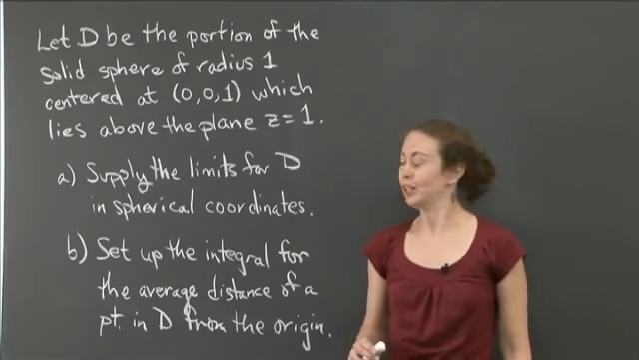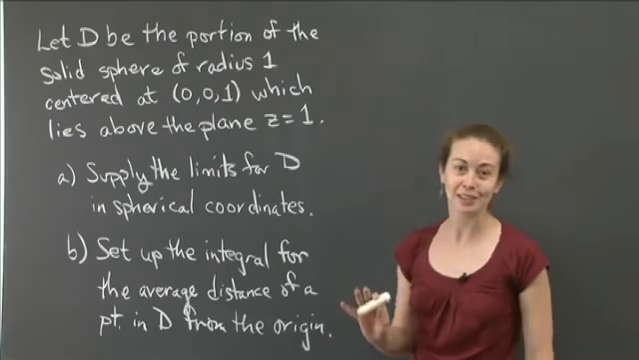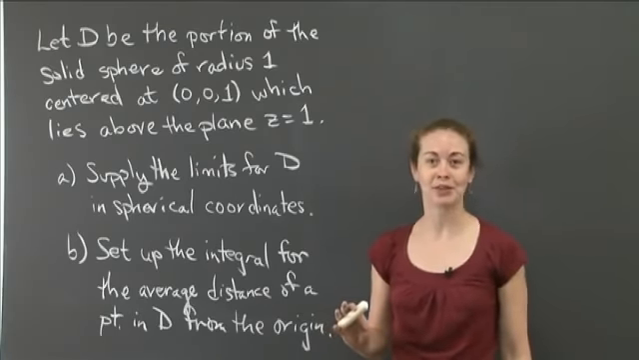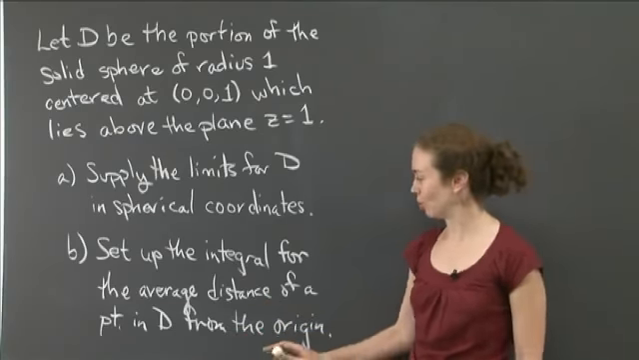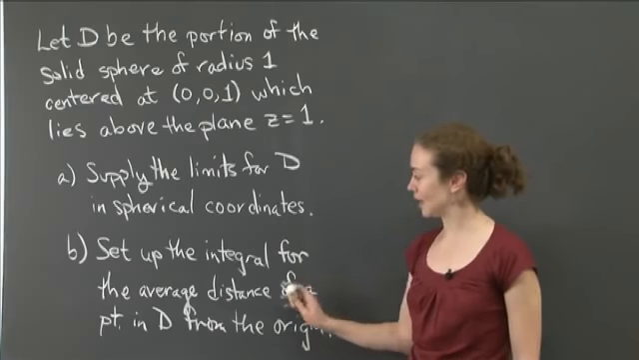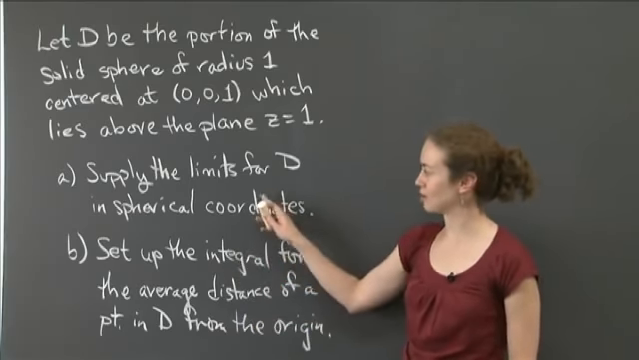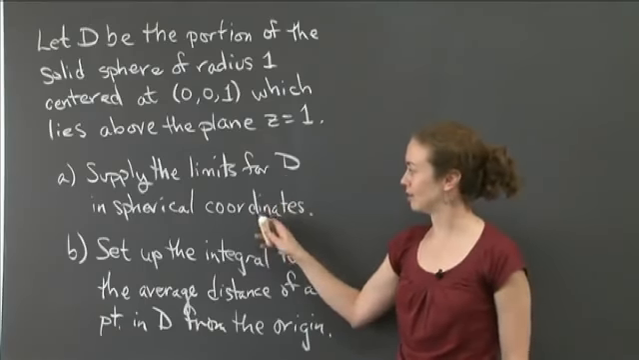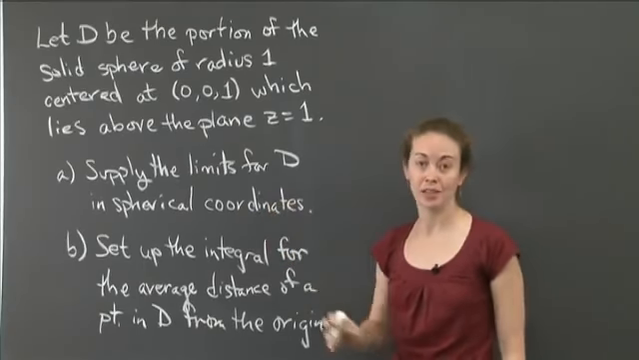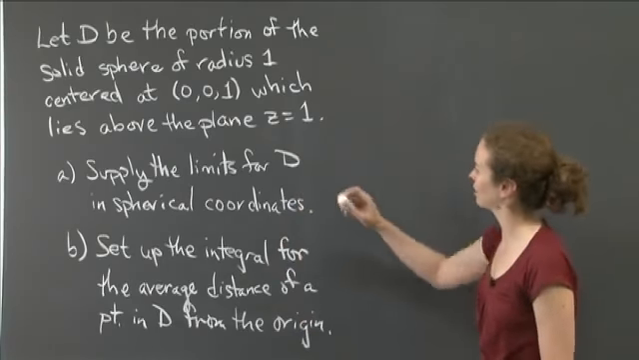Okay, welcome back. Well, I would say from looking at this problem, actually part A is potentially a little bit more hazardous for some of us than part B. Once we know the bounds that describe D, it's not too hard to set up this integral. So the hard part of this problem is understanding how to write this solid region D in spherical coordinates. But it's actually really not that hard either, so I'm going to try and take us through it in a reasonable way.